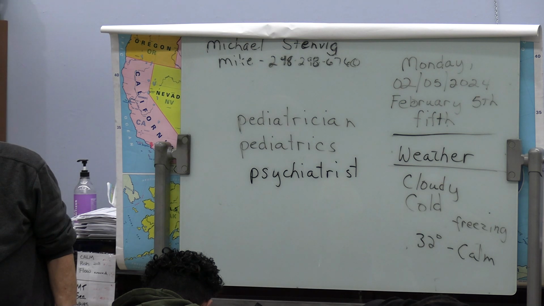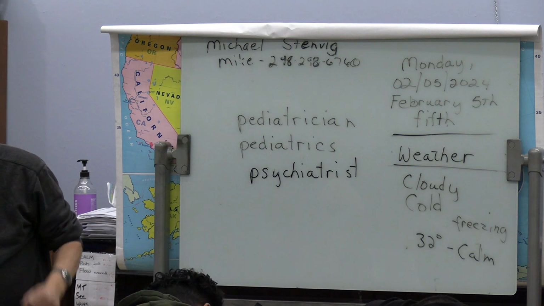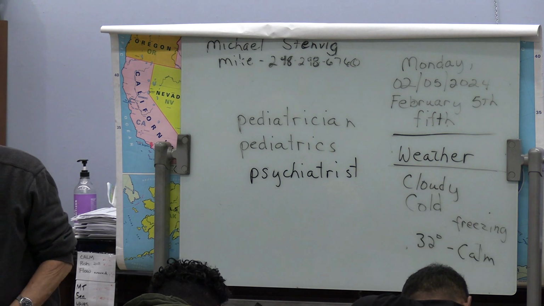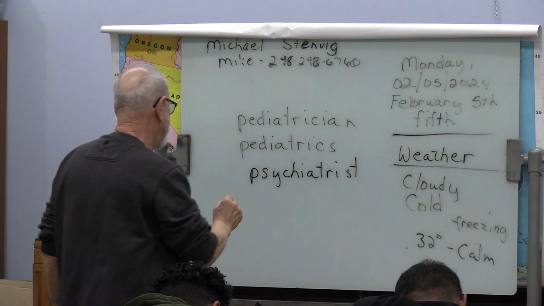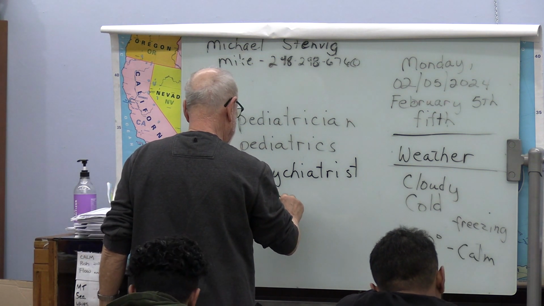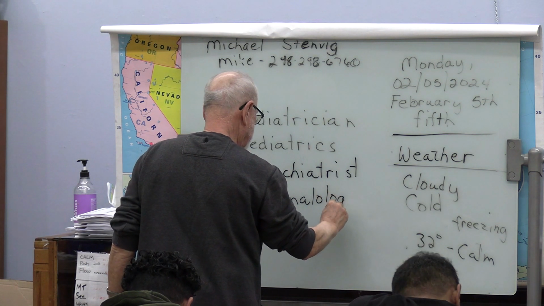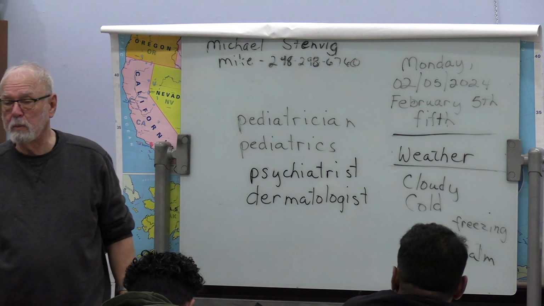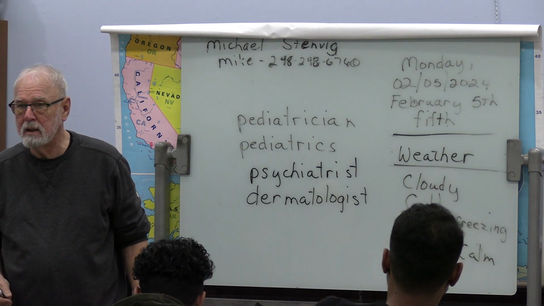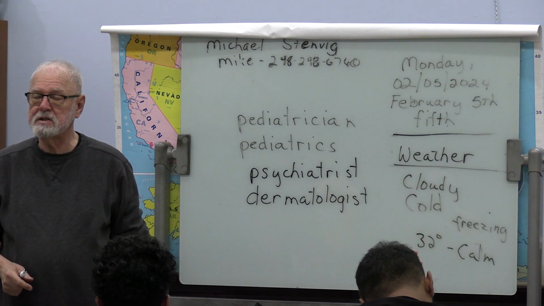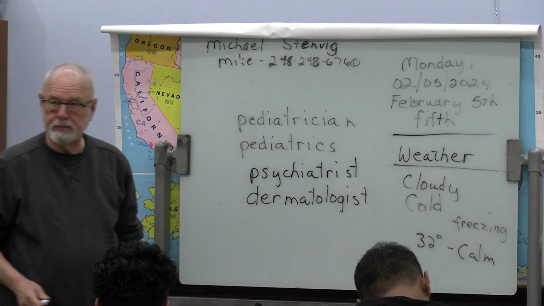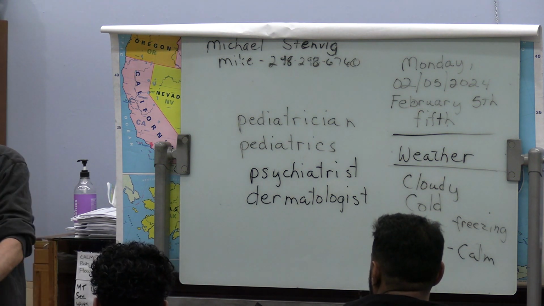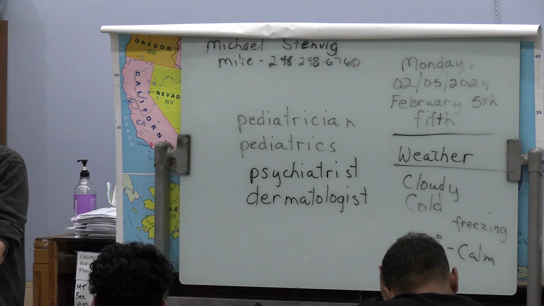If you see the dermatologist, he will look at your rash. Another doctor, boy, they're going to help us out here. Rheumatologist. What's this one? Dermatologist. What is that? For skin. Skin doctor. What is a rash? Like itchy red on your skin.